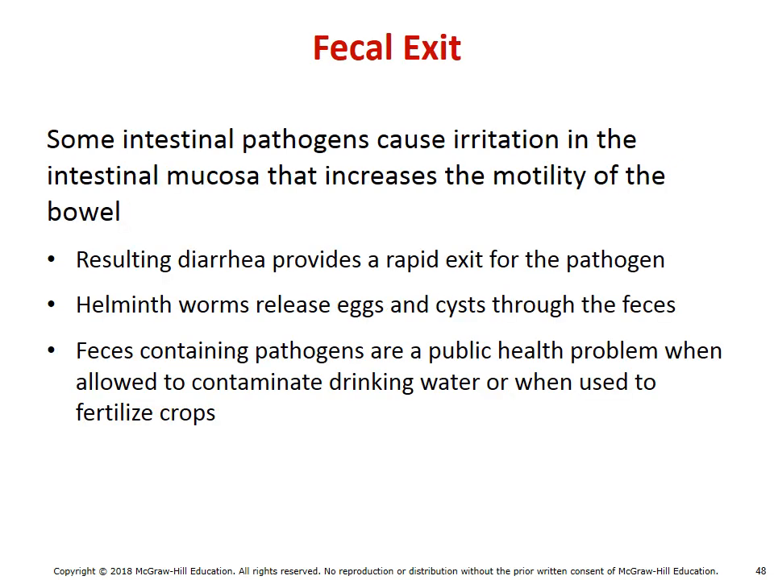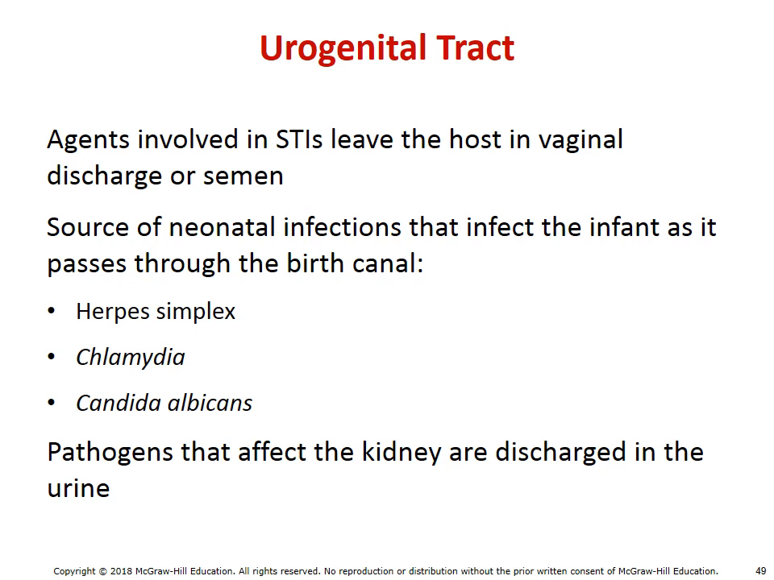The fecal exit is pretty self-explanatory. Crap happens. The urogenital tract, again, this is commonly seen with the STIs where we see things like discharges or even again secretions, or it even can come out as part of the ejaculate. The idea is pathogens can be carried out during sexual contact. The other place that we again see large amounts of potential pathogens leaving is during things like UTI or kidney infections, whenever things are discharged through the urine.